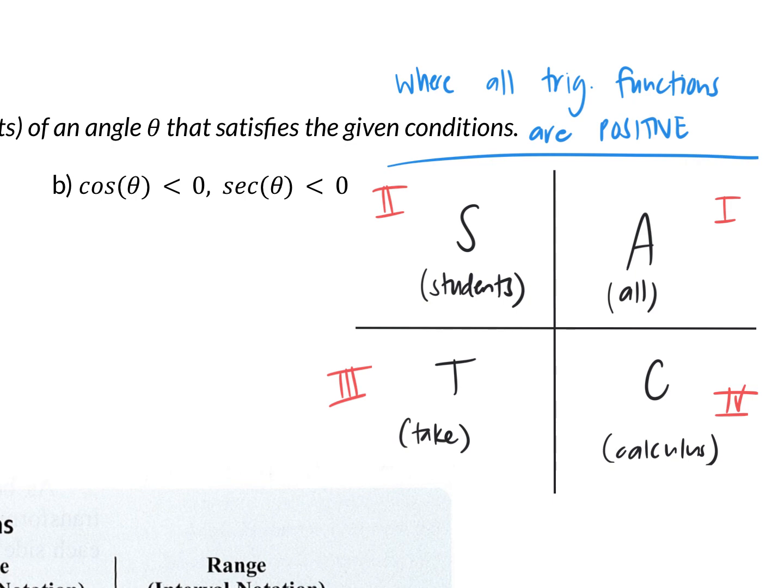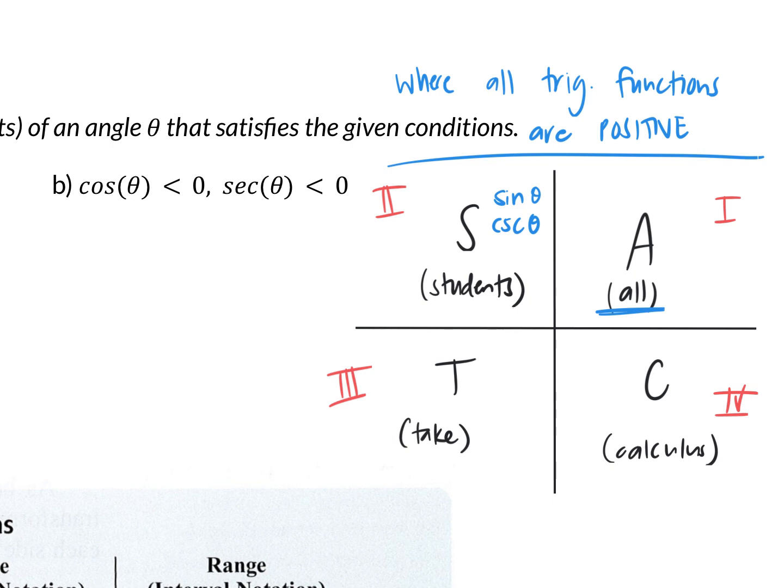Okay, so in my first quadrant, all of them are positive. Sine, cosine, tangent, and all of the reciprocal functions will be positive. The S is going to stand for my sine function, so all of your sine and the reciprocal of sine, which is cosecant. So sine of theta and cosecant of theta are going to be positive.